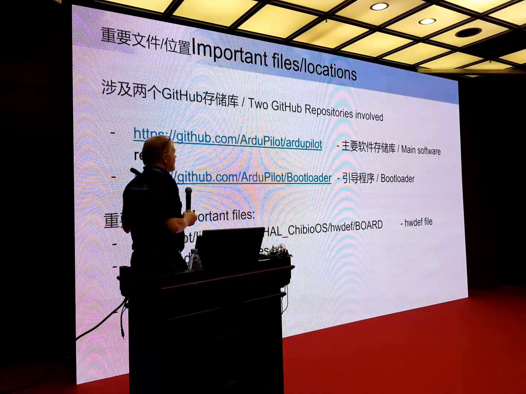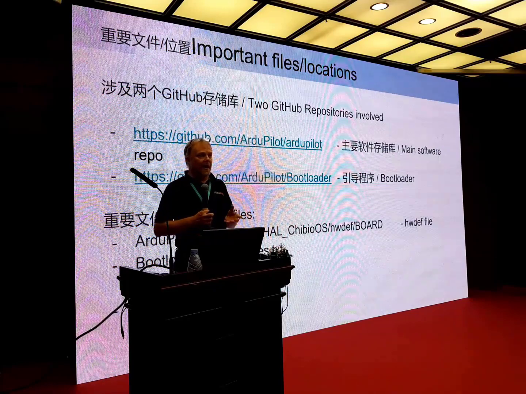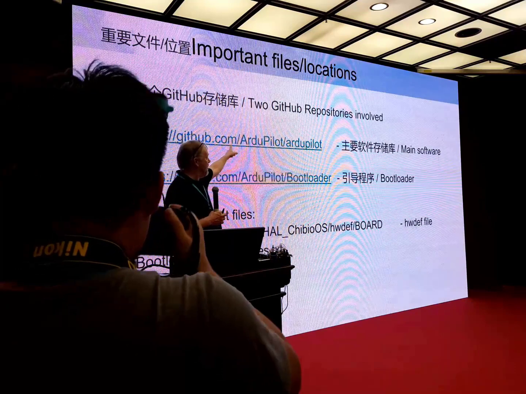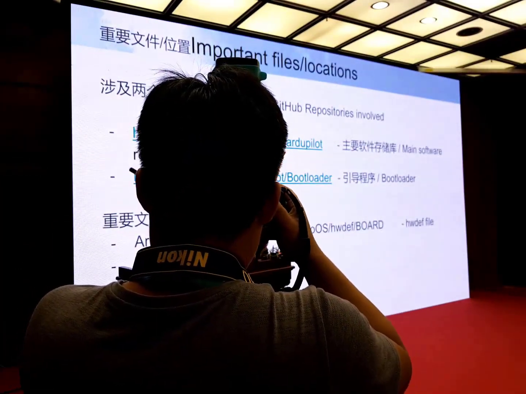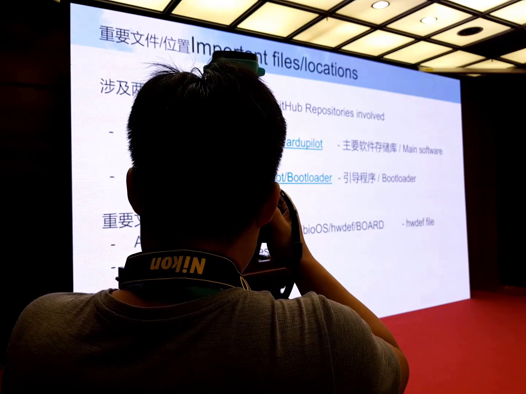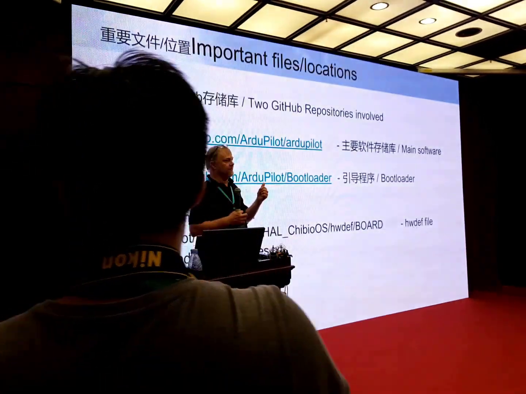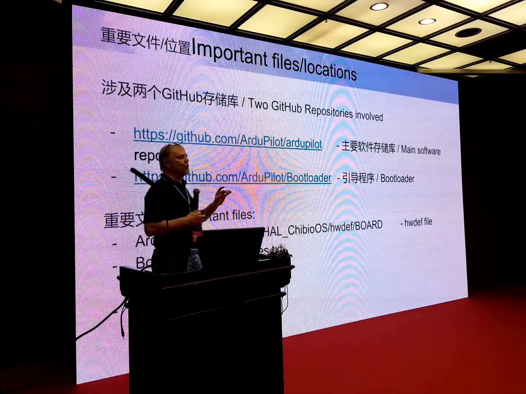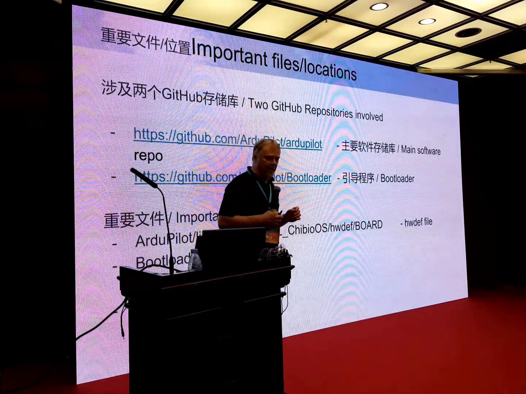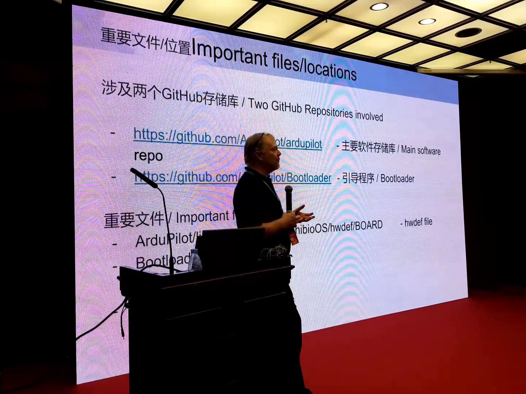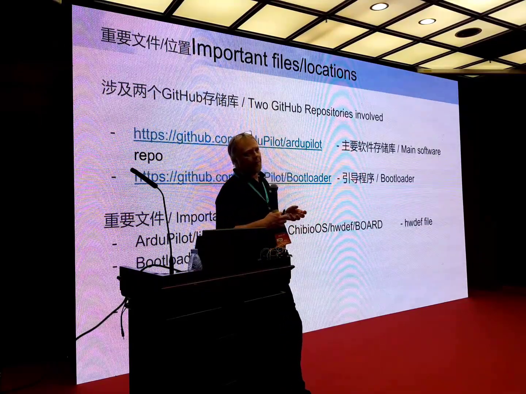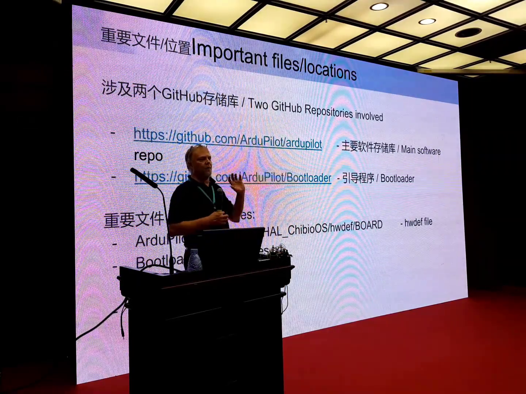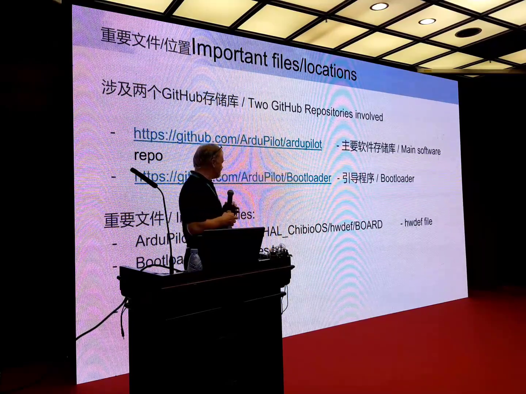The most important repositories that are involved in the whole software development are, first of all, GitHub, ArduPilot/ArduPilot. That's where the main software is. All the flight code for rovers, boats, submarines, whatever, is on that one. Then the other one is the bootloader. If you are developing your own hardware, you need to have your own bootloader to make sure that all the hardware configurations are correct. So those two you need to have on your computer when you start working on hardware.